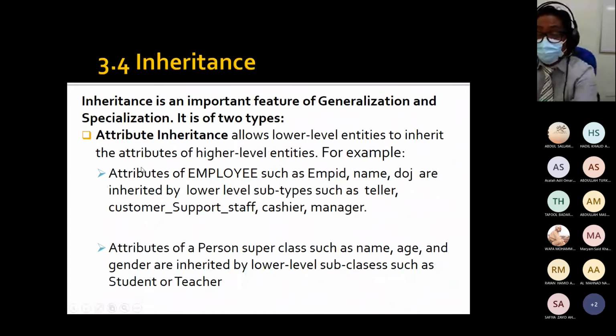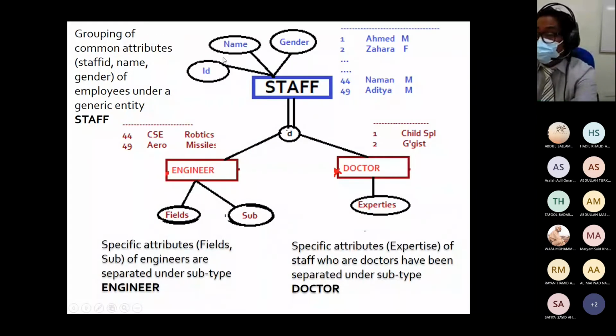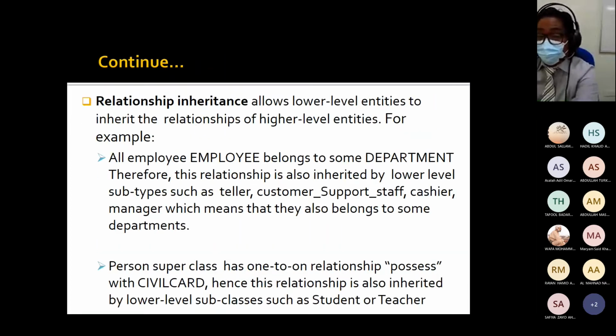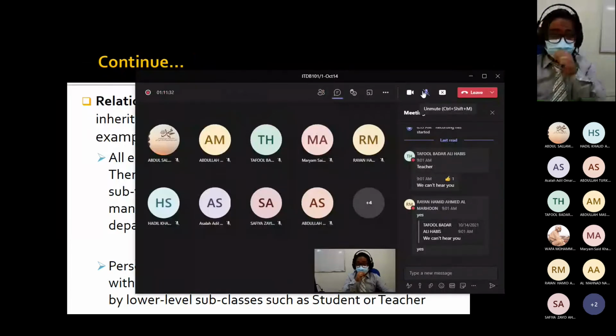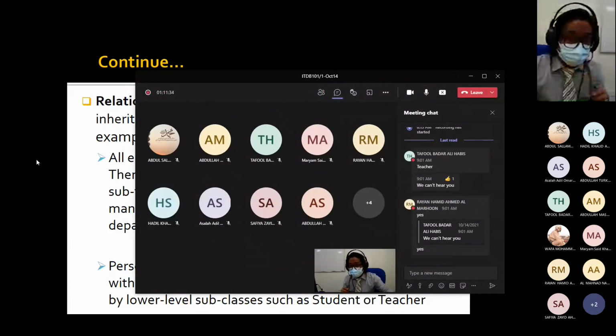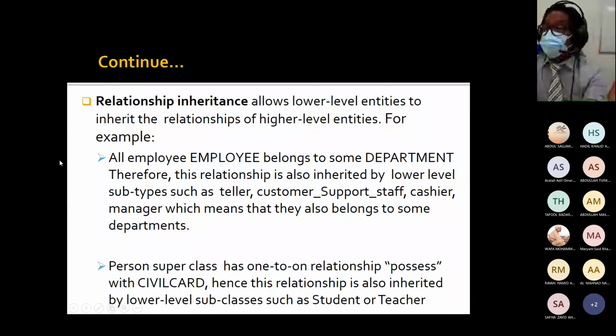If we have an inheritance of attributes, because we only mentioned these attributes, the attributes of staff will be inherited by the engineer and doctor, which are all the lower subclasses. Other one is, excuse me about that, relationship inheritance.